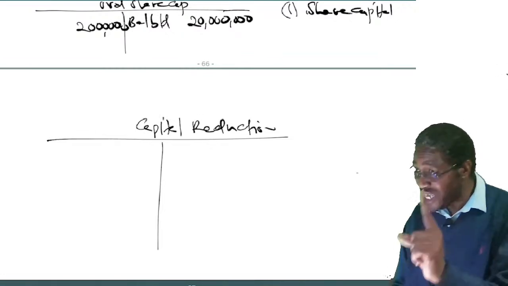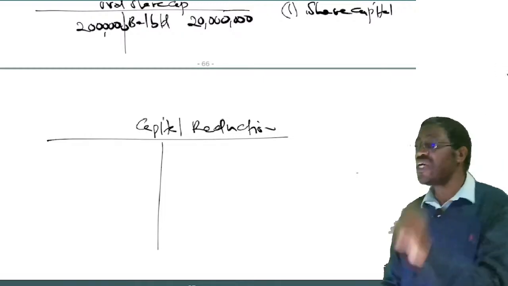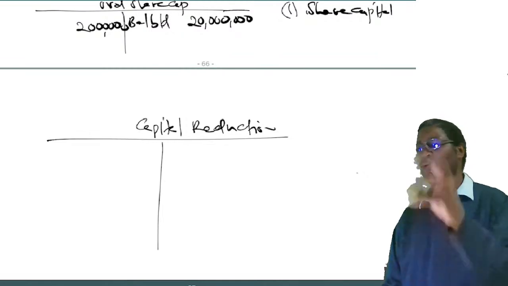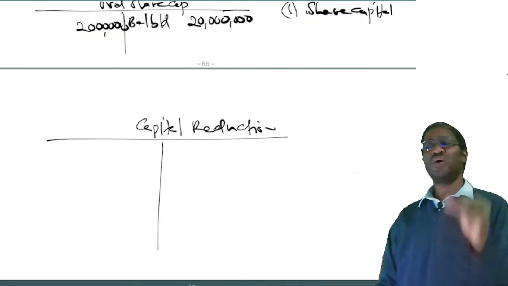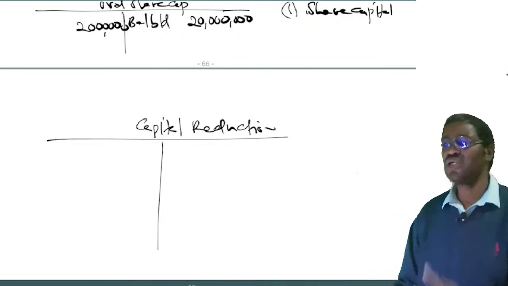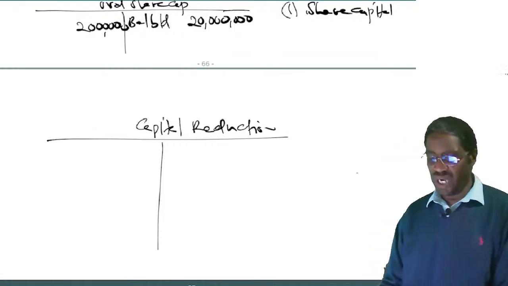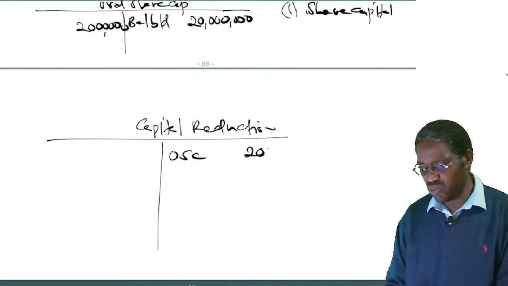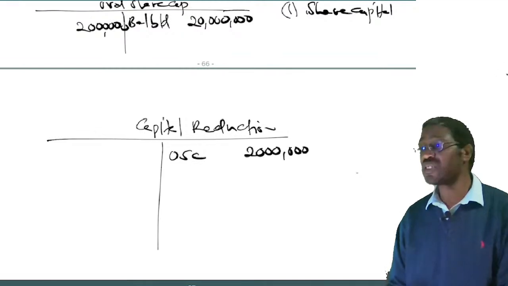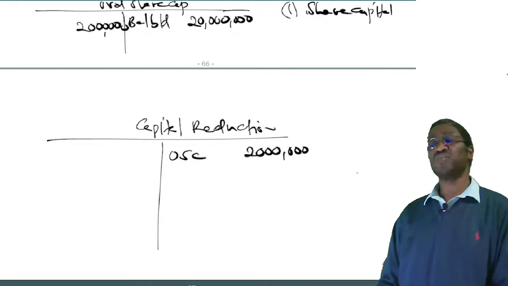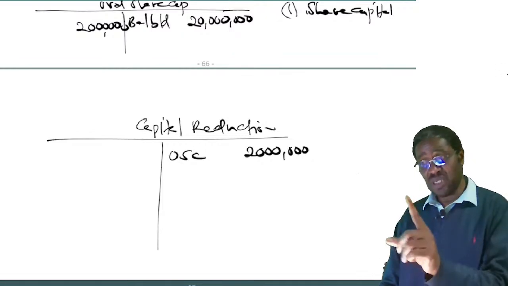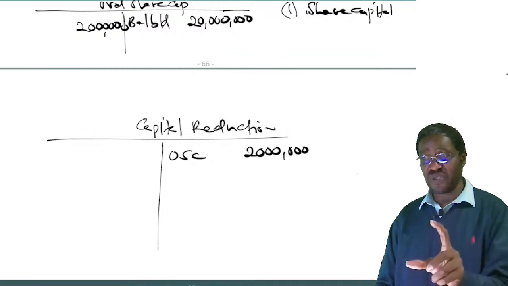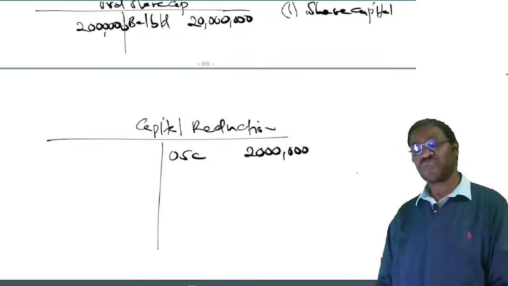So number one entry is with amount written off on share capital. Whatever the share capital, whether it's preference share capital or ordinary share capital, you debit share capital and you credit capital reduction. And you say your ordinary share capital, 2 million. That's our entry number one, which says with amount written off on share capital, you debit share capital and you credit capital reduction.